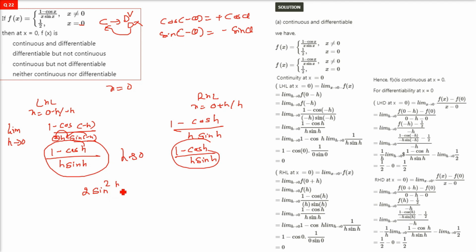So what I will try here is 1 minus cos h is 2 sin square h by 2. That means 1 minus cos theta, what is it? 1 minus cos 2 theta is 2 sin square theta. So this is 2 sin square h by 2. This h is already there.